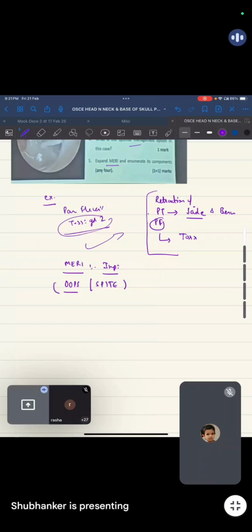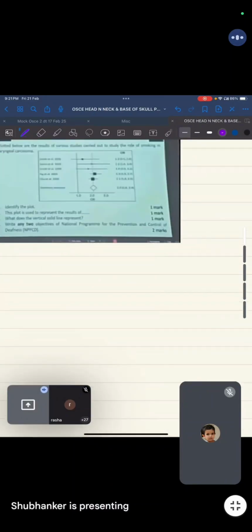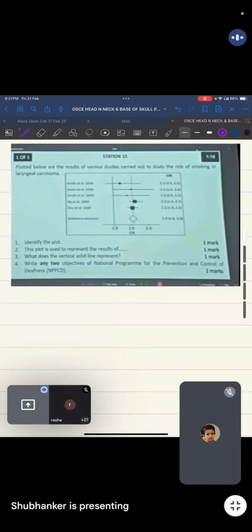So please read about them also. ये आपको मिलेगा Scott Brown में, when Mary's table is made, उसके just नीचे "oops and spite" लिखा हुआ है. ठीक है, now coming to one more of this kind of plot.